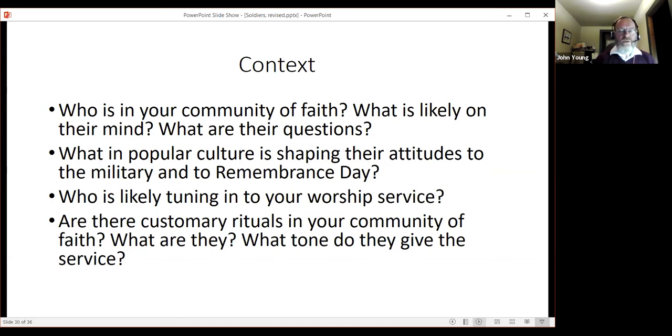You also need to think about what the rituals might be, knowing that this year they will be very different. Stephen, you can go to the next slide.